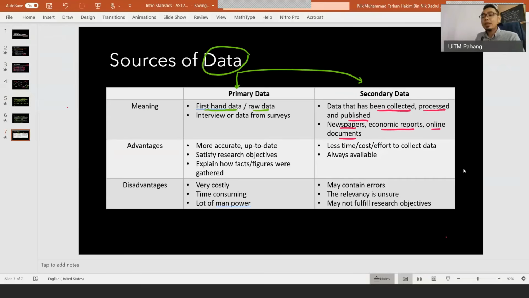Contoh paling mudah, data COVID-19 di Malaysia. Every day kita dapat data COVID dalam bentuk infographics, kan? Alright, so bila keluar data tersebut pada pukul 5 petang, bilangan kes positif, bilangan orang meninggal, bilangan kes sembuh, data-data itu yang dalam bentuk infografik telah di-collected, processed and published. So that one will be the secondary data.